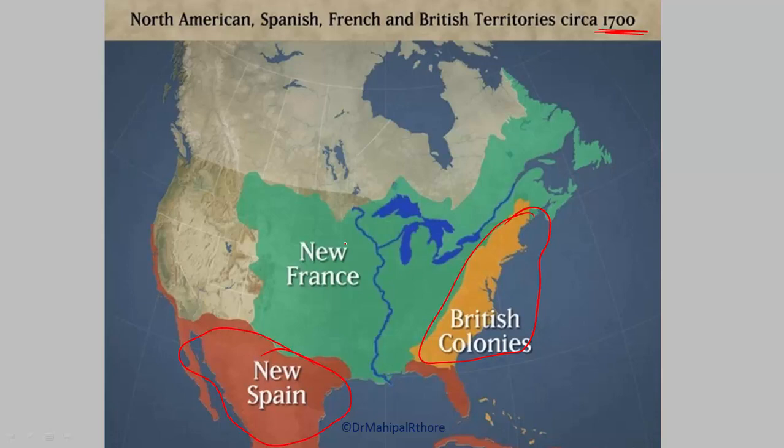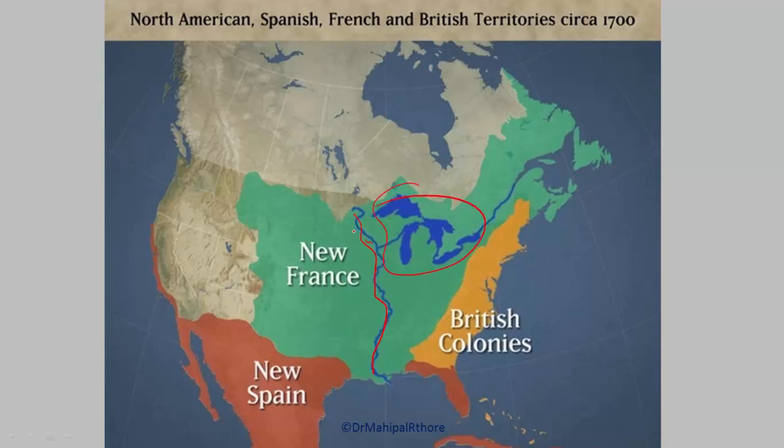Then in the middle we have France. Basically they were living around this region, the Louisiana, the present day state of Louisiana. But they claimed this whole territory. But mostly here Native Americans were living and they had trading points. The French colony had trading points along this Mississippi River. This is the longest river in North America. Remember this. This is Mississippi.